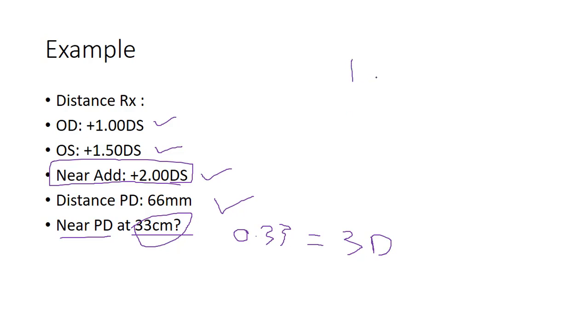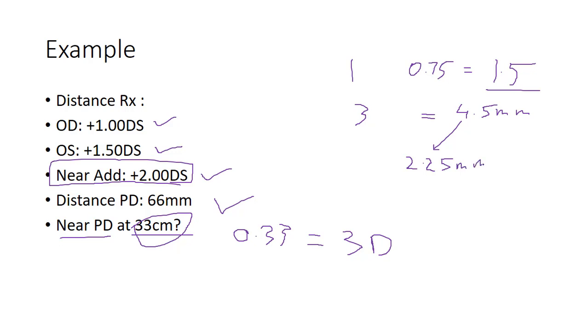We know that for 1 diopter we will move the optical center inwards 0.75 millimeter in each eye. So collectively it will be 1.5 millimeters. So for 3 diopters it will be 1.5 multiplied by 3, we will get 4.5 millimeters. It means that I will move the optical center of the right eye lens 2.25 millimeters inward, and also the same for the left eye, 2.25 millimeters.